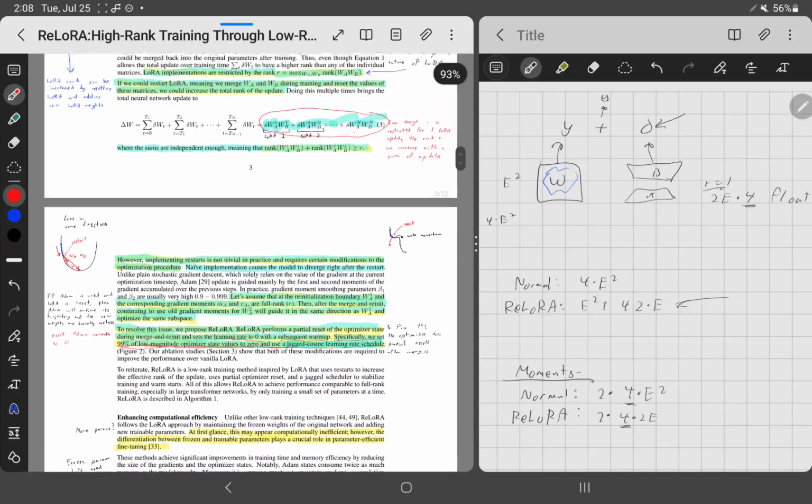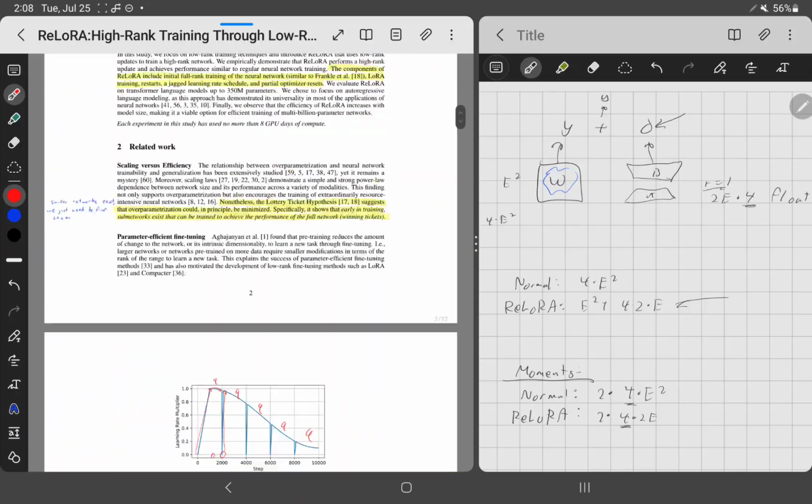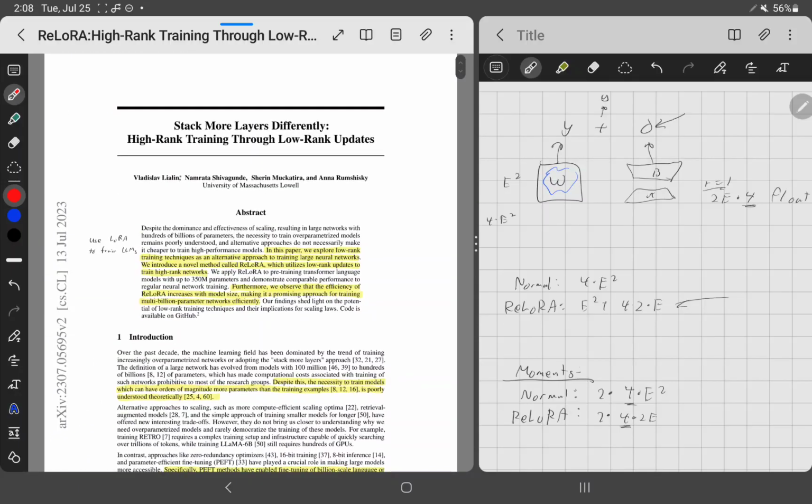But yeah, overall, that's the paper. Just basically doing a reset while you're training LoRA, as opposed to just training your entire model using a full rank matrix, or just using LoRA one time, and you can see it improves it. So there you go.